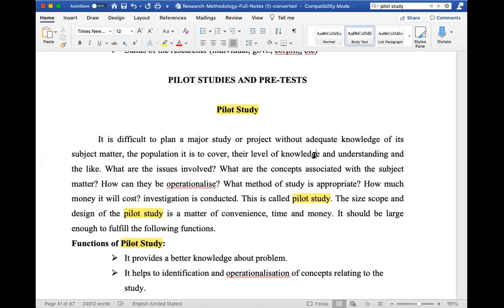I'll share my screen. You see my screen there?